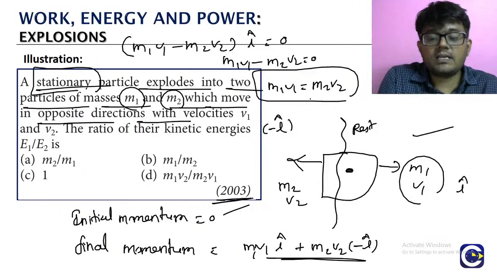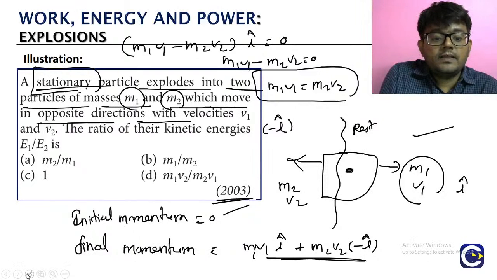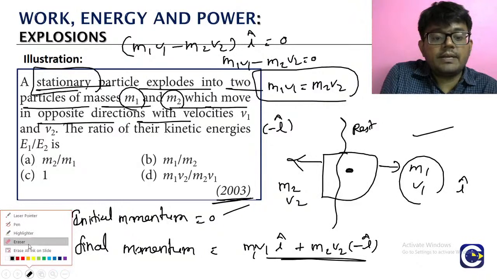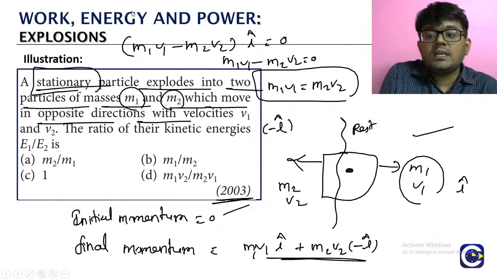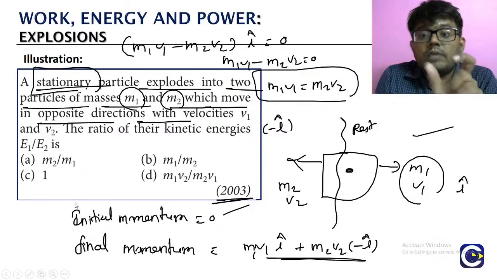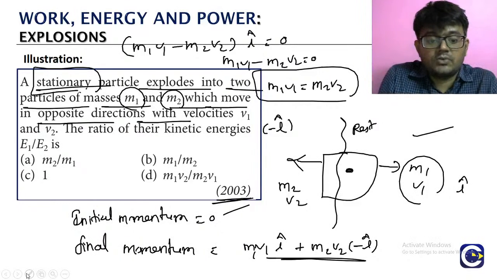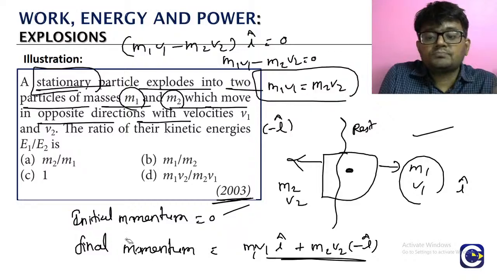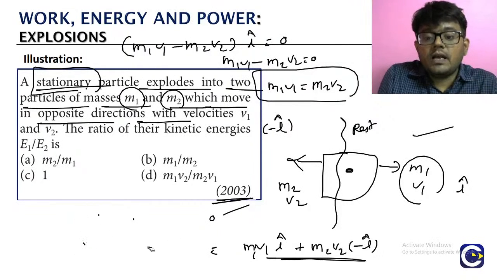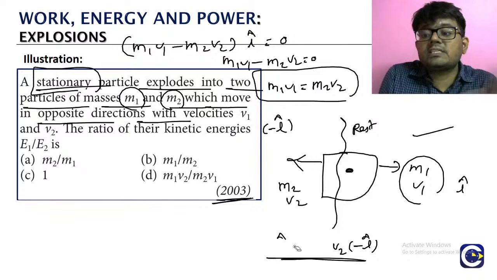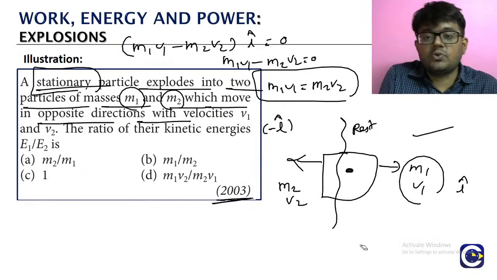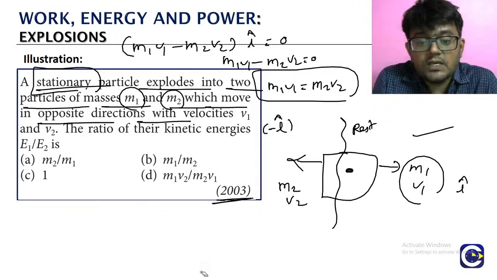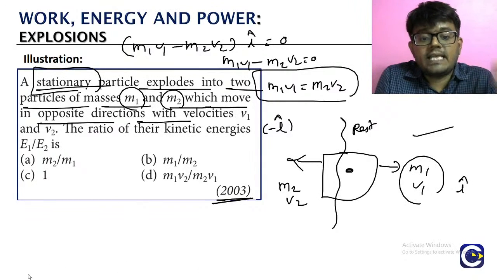What is the relation between their magnitudes of speeds or the magnitude of the momentum? m1 v1 value should be equal to m2 v2, but the directions must be opposite. So this is about the particles moving after collision, after explosion from a stationary object. For a stationary object, if it is exploding into two parts, both the parts must move in exactly opposite directions.